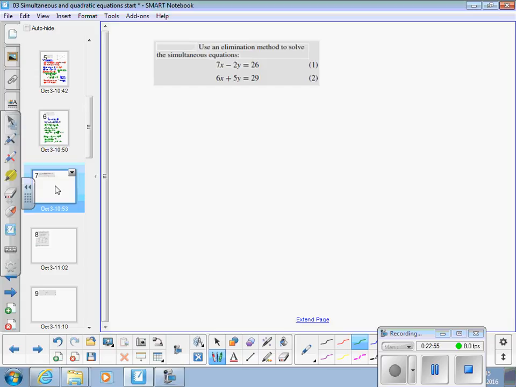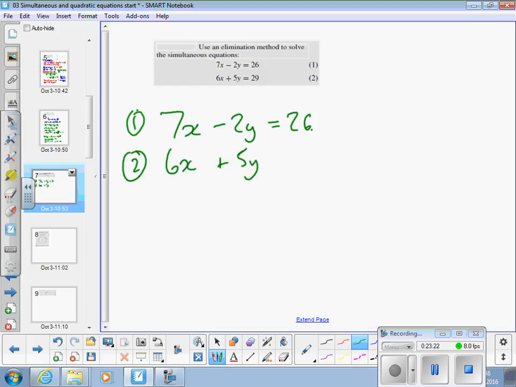The elimination method for these two equations. What would you do? We've got 7x minus 2y equals 26. That's number 1. And number 2, 6x plus 5y equals 29. What do you choose to do?